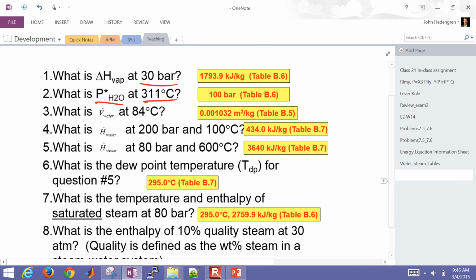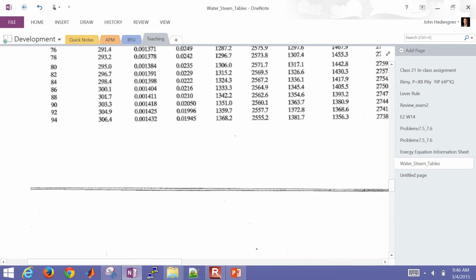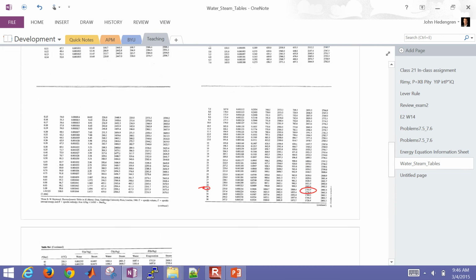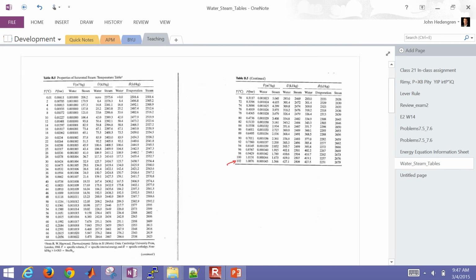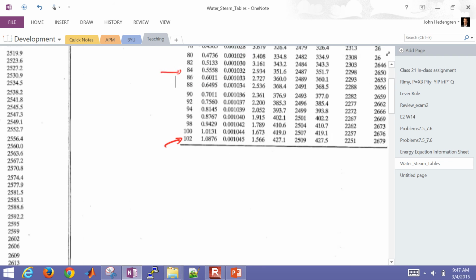Here we have, what is the specific volume of water at 84 degrees Celsius? Now this one, 84 degrees Celsius, we can go to table B5 for that. So let me go back to B5. Okay, so 84 degrees Celsius.